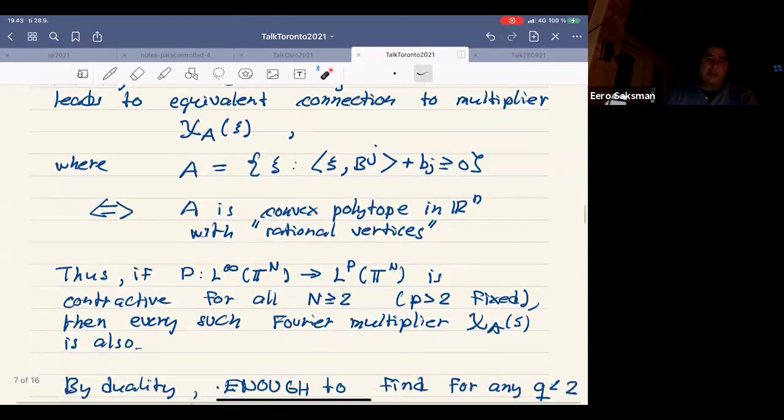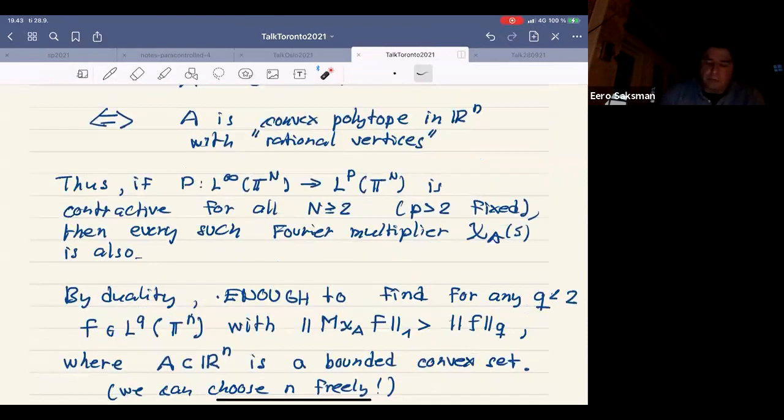Especially, it follows that if the Riesz transform would be contractive for all capital N with some fixed P, so P is of course fixed, then all those Fourier multipliers that we constructed above would be contractive. Okay.